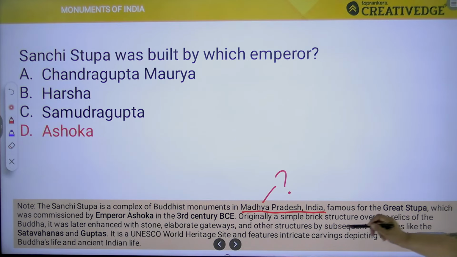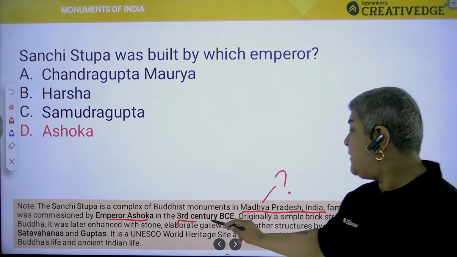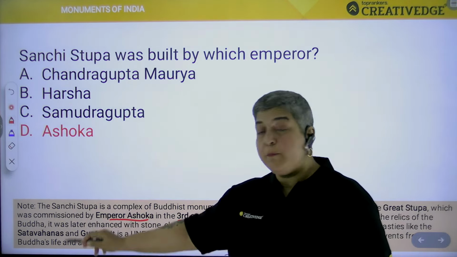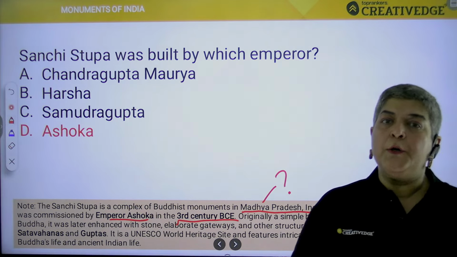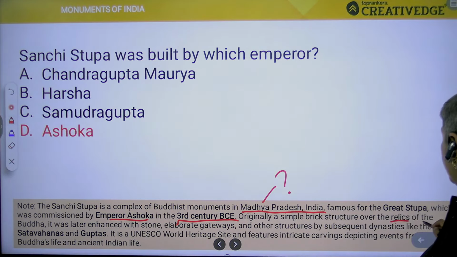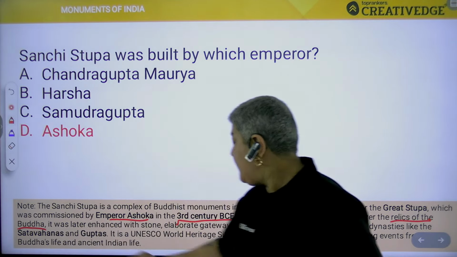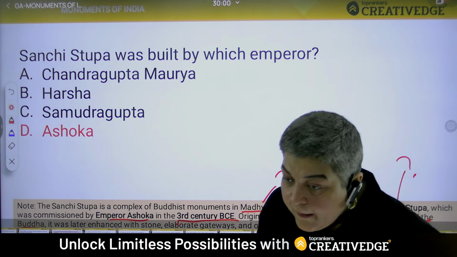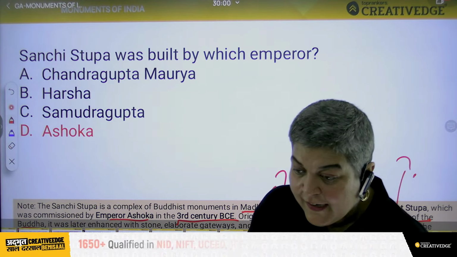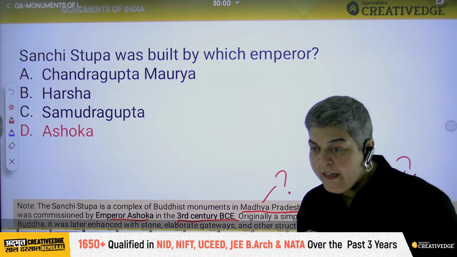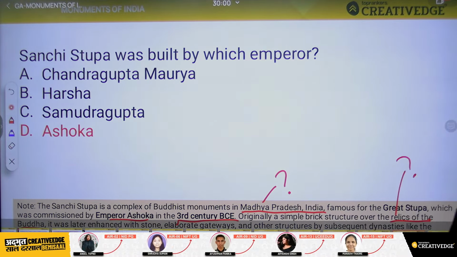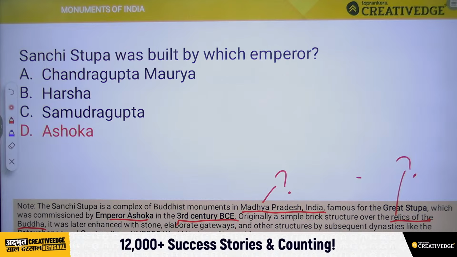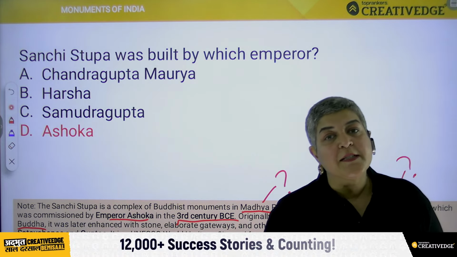Then it was commissioned by Emperor Ashoka in the 3rd century BCE, and it is a simple brick structure built on the relics of Buddha. So when I say relics of Buddha, do you know what that word means? Do we know what relics of the Buddha mean? Answer that in the chat box as well. Present in Bhopal, present in Sanchi, okay, lovely. Now tell me what relics means. And the Sanchi Stupa is a UNESCO World Heritage Site.